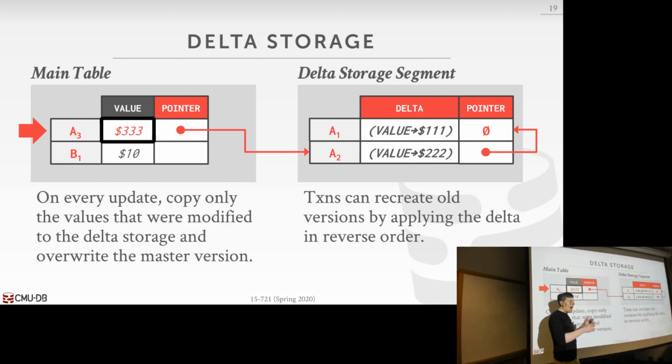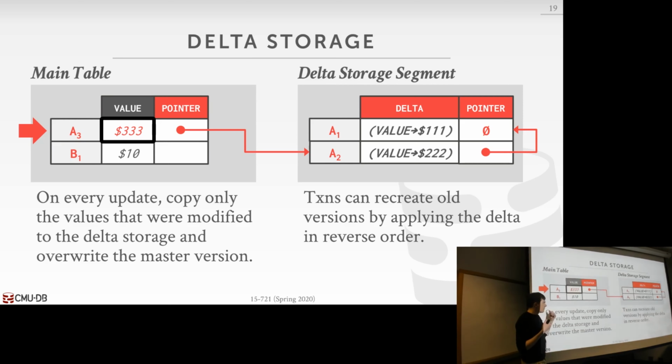So again, if I have, say, 1,000 columns in my table, and I only update one of them, then instead of having to copy all 1,000 columns every single time, I can just store the one attribute, the one column that got changed. So this is what Oracle does. This is what MySQL does. I think this is what we now do in our system. This is the better approach, right?